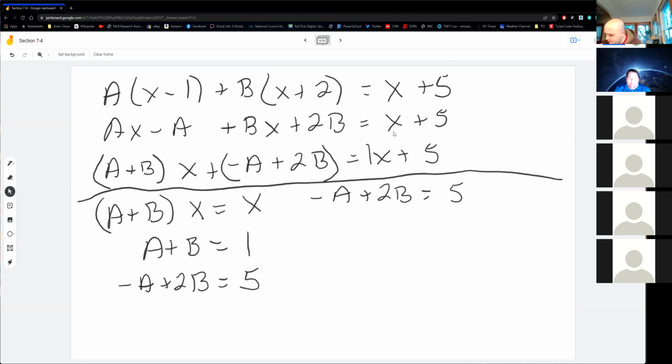So when I distributed the A through and the B through, I had the AX and the BX. Those both have X on, so that becomes that A plus B of X. So now I see you're setting each part kind of equal to it. Like the 5 matches up with the negative A plus 2B because that's just a number, not a variable. And then the A plus B X relates to the X because it's an X. Correct. Exactly. Okay, that makes a lot more sense now. Thank you for explaining that.